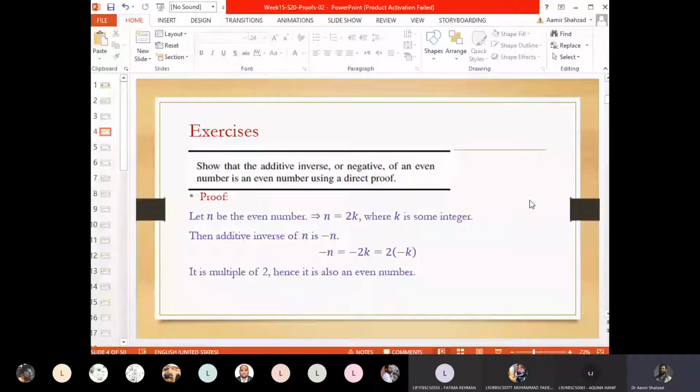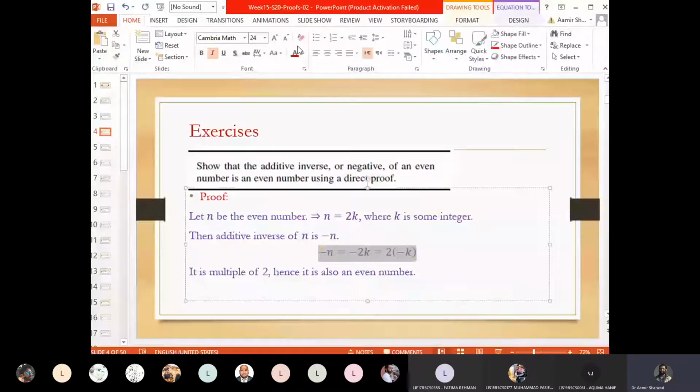So जैसे कि 2 नंबर है, 2 का एडिटिव इनवर्स इज -2, 3 के एडिटिव इनवर्स इज -3, 1 के एडिटिव इनवर्स इज -1. सो हमारे पास कोई भी नंबर है, अगर तो नंबर इवन है तो उसका एडिटिव इनवर्स भी इवन होगा. Obviously, for 2, the additive inverse is -2. Let's prove it.